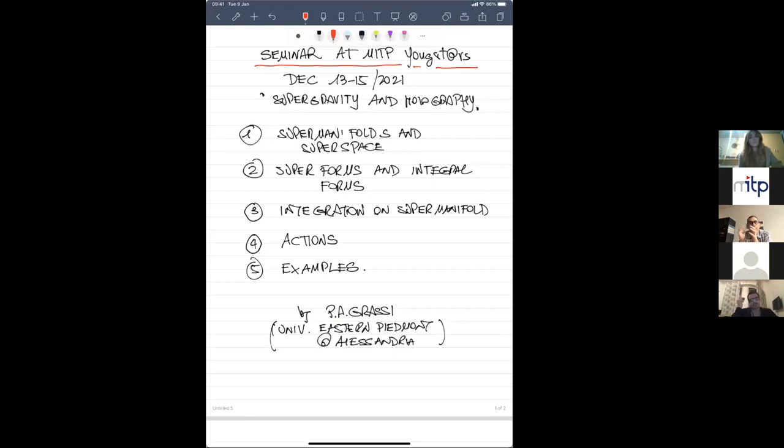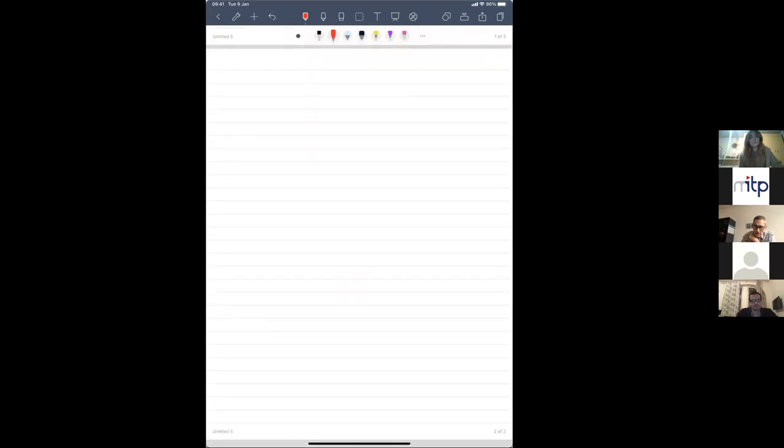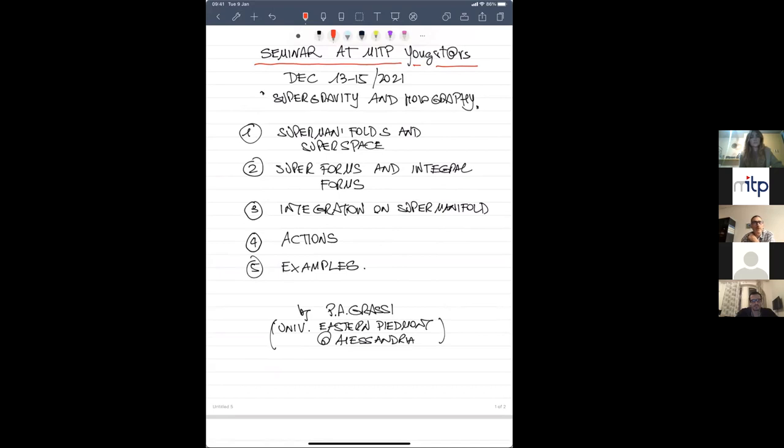However, there is another sector of the theory that was somehow hidden for a very long time. Here is a brief summary of what I'm going to tell you. I will give you some idea how to generalize this differential calculus to supermanifolds. I introduce superforms, which are the well-known objects that you find in the books. But besides them, I also introduce integral forms, which are slightly different objects, which have been used in string theory, and nowadays can be used also in quantum field theory and in supergravity. Then I will tell you how to integrate on a supermanifold, and then how to construct an action, and I will give you a couple of examples.